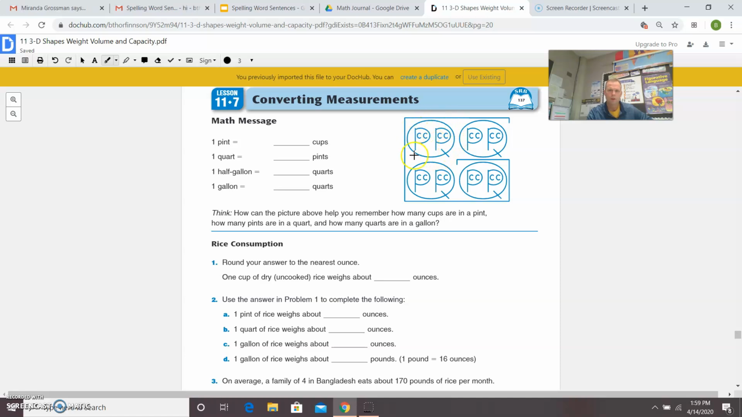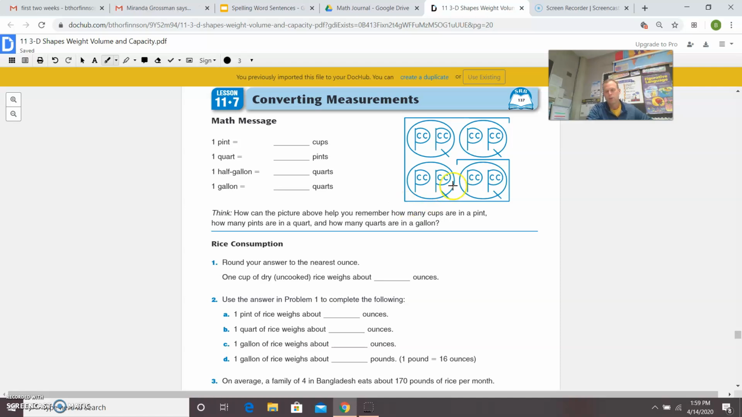Okay, 1, 2, 3, 4 cups in a quart. 4 cups equals a quart. 2 pints equals a quart. Okay, 4 quarts give us a gallon. Well, 1, 2, 3, 4, 5, 6, 7, 8 pints equals a gallon. And 16 cups in a gallon. Those of you that are bakers, this will be good for you to remember.